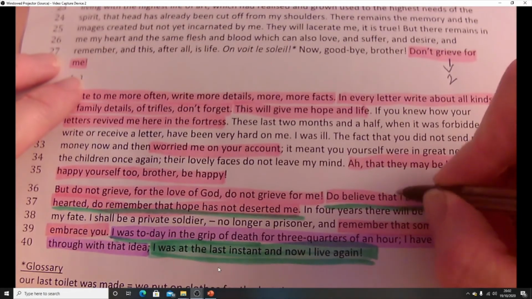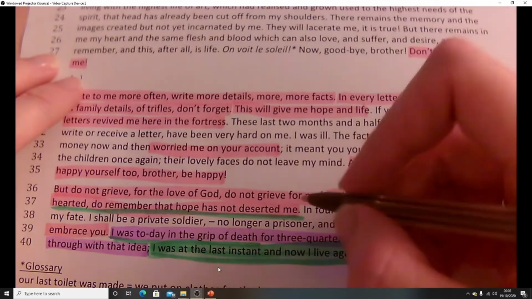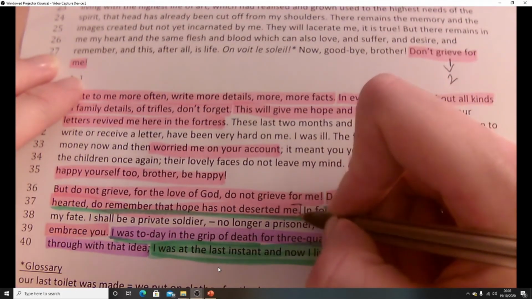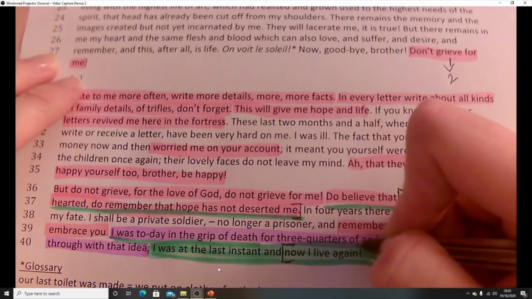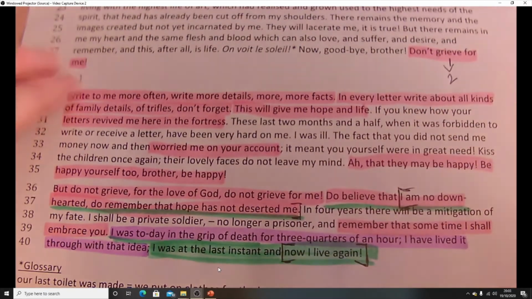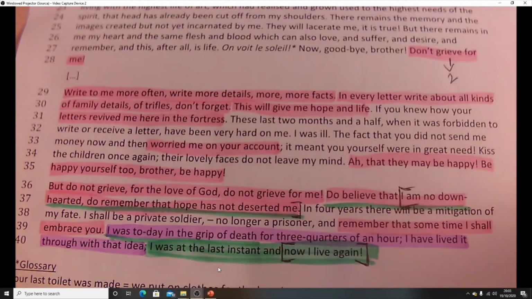I'd probably take the quote from here, "I am not downhearted, do remember that hope has not deserted me," and then I'd probably put my ellipses... and I'd put "now I live again." So I could use that then for my second sort of comparative paragraph that I'm going to write.